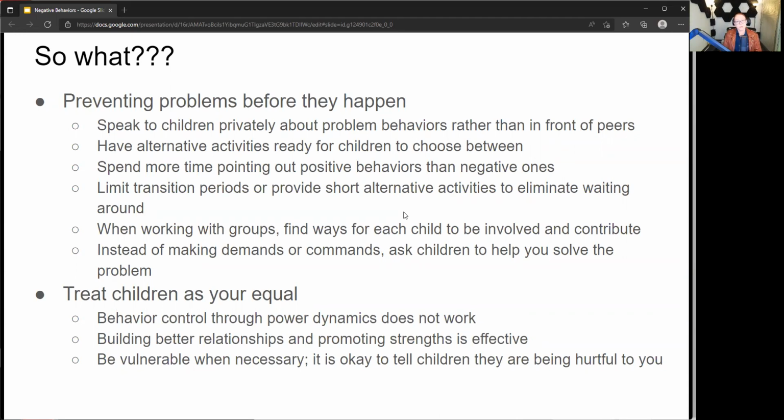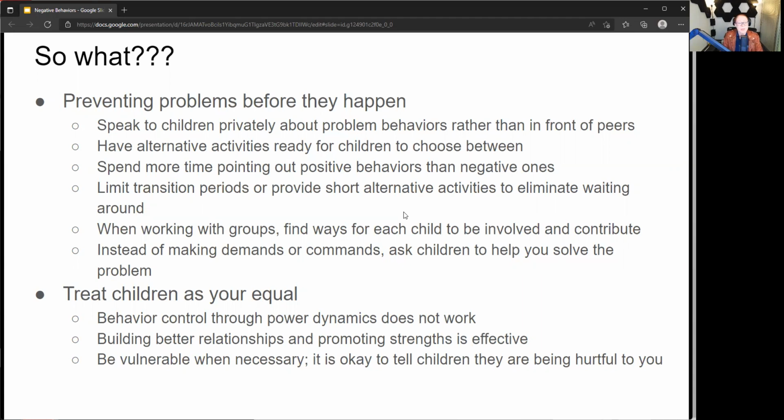Kids pay attention to what you say most. What do you talk about most of the time? So be cognizant of that. Limit transition periods. Transitions are really hard. They are difficult. So it's best to plan them and have a lot of short activities, things you can do quickly to keep kids occupied.